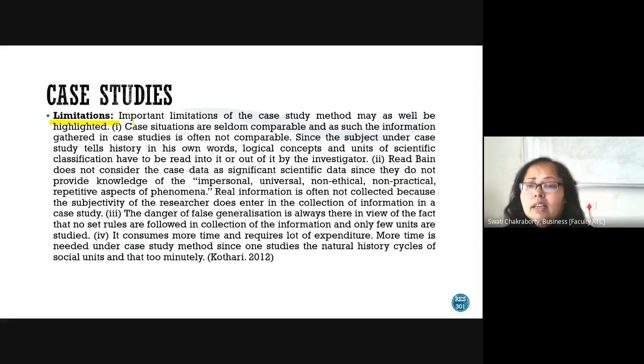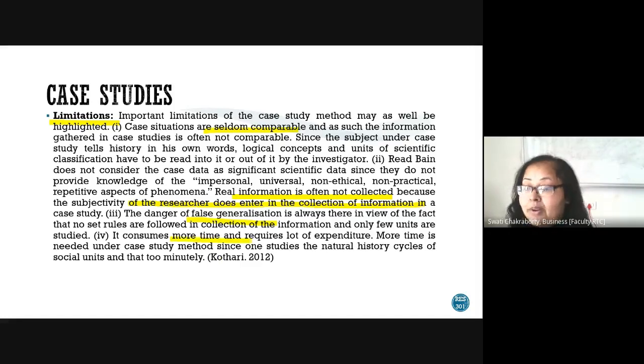What are the drawbacks? In case of case studies, they are seldom comparable. Why? They cannot be replicated, right? You cannot compare them. In case of case studies, real information is often not collected because the subjectivity of the researcher does enter in the collection of information. How you perceive it as a researcher, the danger of false generalization is always there, right? Because there are no set rules followed in collecting information, and only a few units are studied.